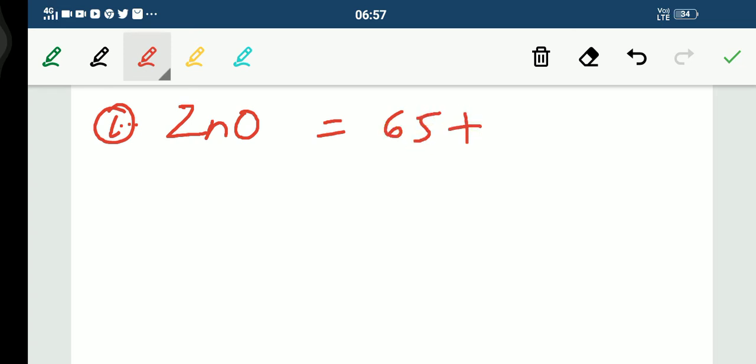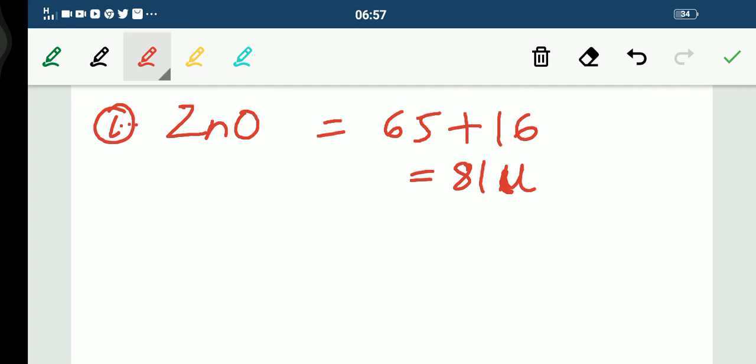We need to add it with the atomic mass of oxygen. Can you tell me, students, what is the atomic mass of oxygen? It's very simple. Very good. It's 16. Okay. So 65 plus 16 you get 81 u. Fine. So this is what your answer is.